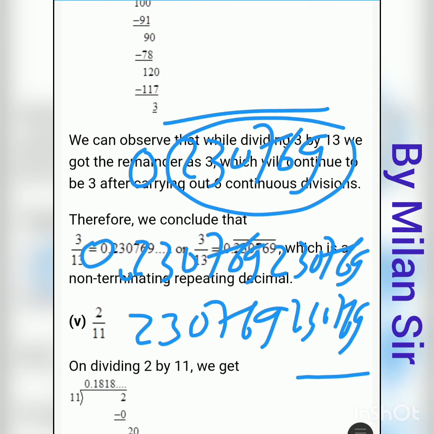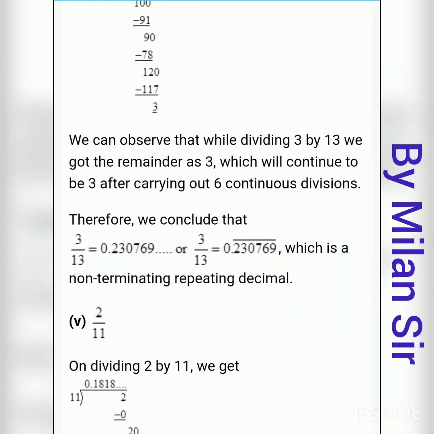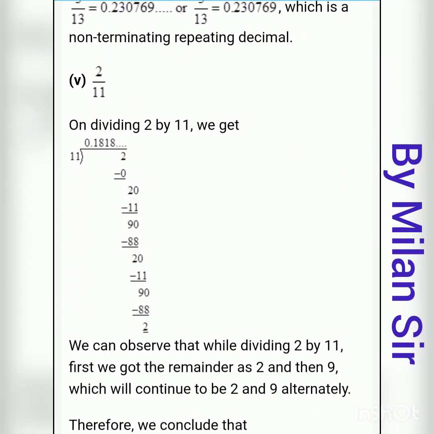Okay, so this is non-terminating repeating decimal expansion. Then 2 by 11, 2 divided by 11. Now here initially we cannot divide 2 with 11, right? Here division of 2 with 11 is not possible. So first of all here 0 point. So here we put 10. Now in table of 11 we want 11. So 11 ones are 11.